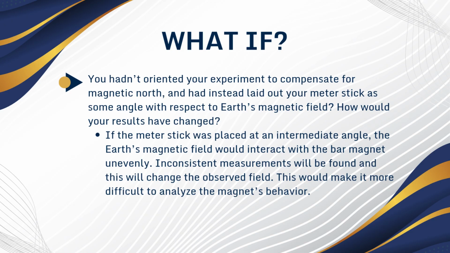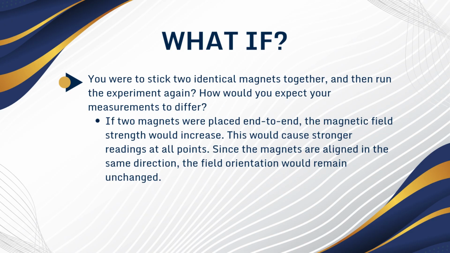The second what if: two magnets were placed end to end. The magnetic field strength would increase, causing stronger readings at all points. But the field orientation would remain unchanged.